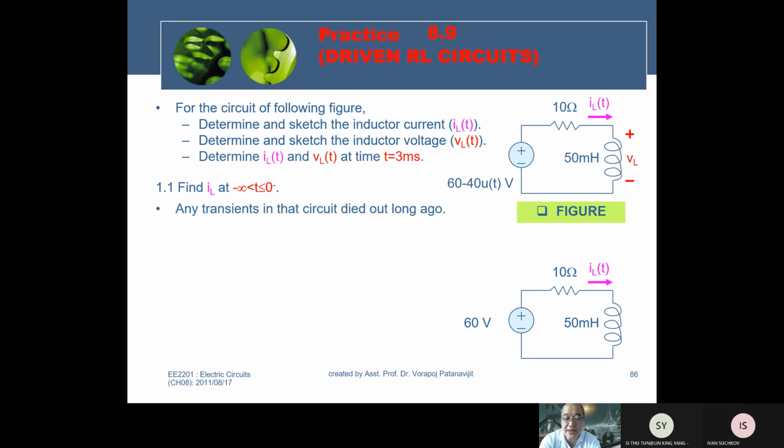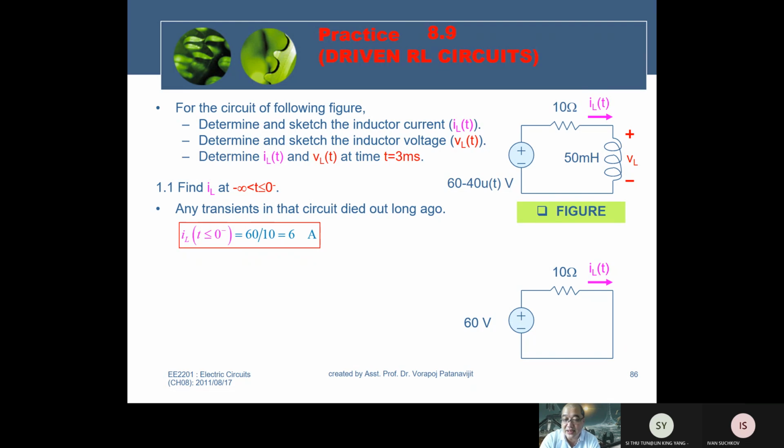Okay? Determine IL for time, okay? You have 4 steps to compute. For the RL circuit, you must determine IL. IL that you determine has 4 steps: IL for time less than 0, IL for time infinity, IL for time greater than 0, and determine I hat, okay? By applying all 3 previous cases, okay?